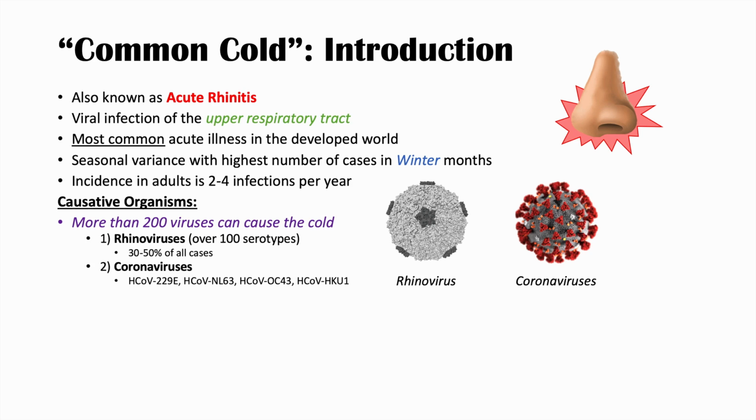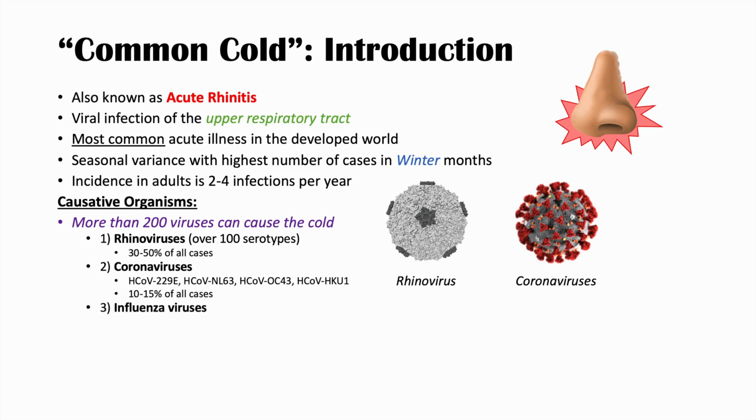The 4 here are HCOV, or human coronavirus 229E, HCOV-NL63, HCOV-OC43, and HCOV-HKU1. So these coronaviruses can occur on a seasonal basis, and they can cause approximately 10 to 15% of all cases of the common cold.